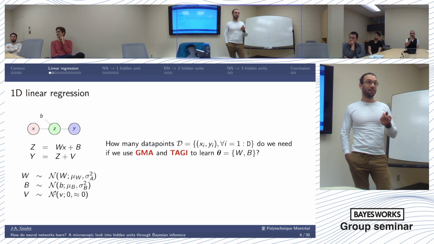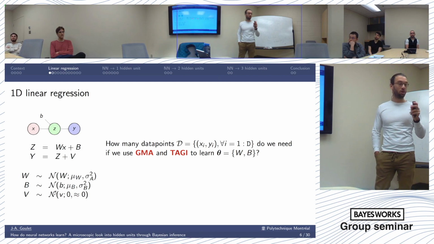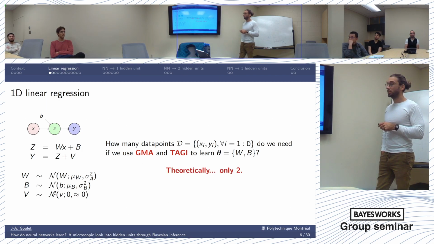Achieve it in this context? Yeah, because we don't have uncertainty. Everything is deterministic. So we expect it's going to work. Okay, let's try this. Theoretically, we only need two. Okay, let's look at this.